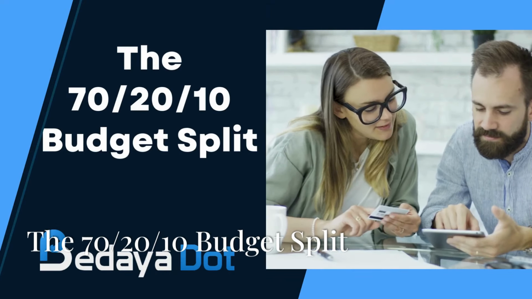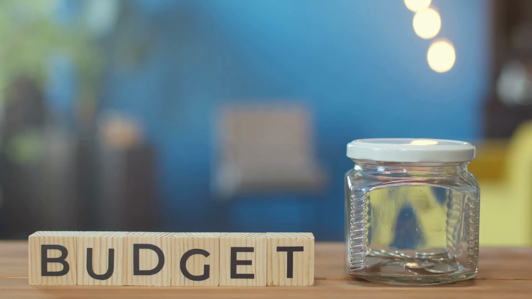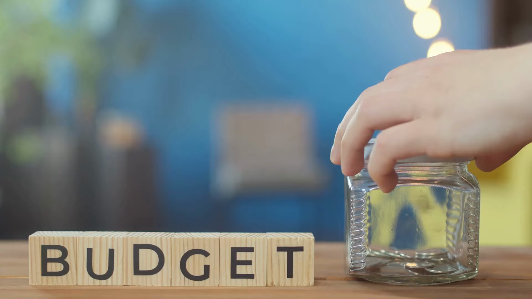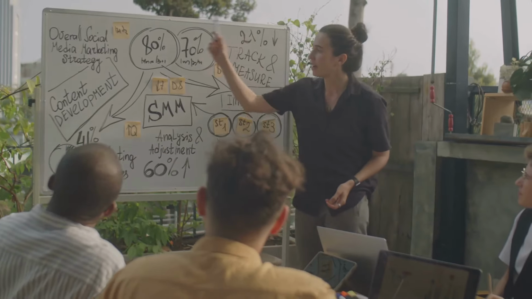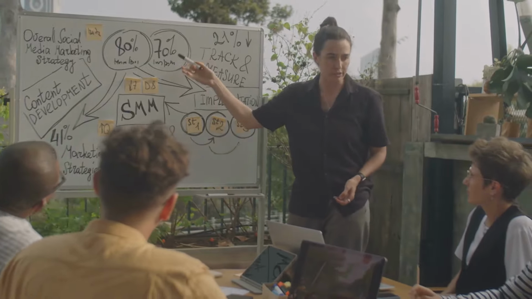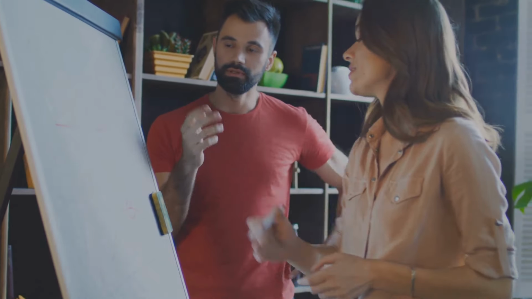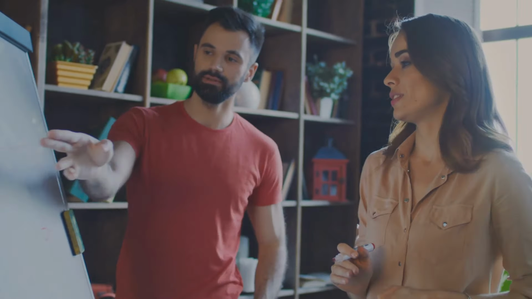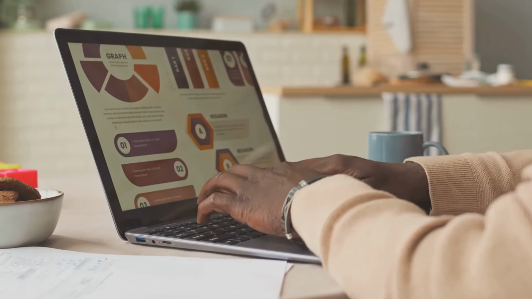Bonus tip: the 70-20-10 budget split. This is a popular budgeting framework to keep things efficient. Start by allocating 70% of your budget to core campaigns that consistently drive results. Then, invest 20% in high-potential strategies that align with your goals but are less proven. Finally, use the last 10% for experimentation.